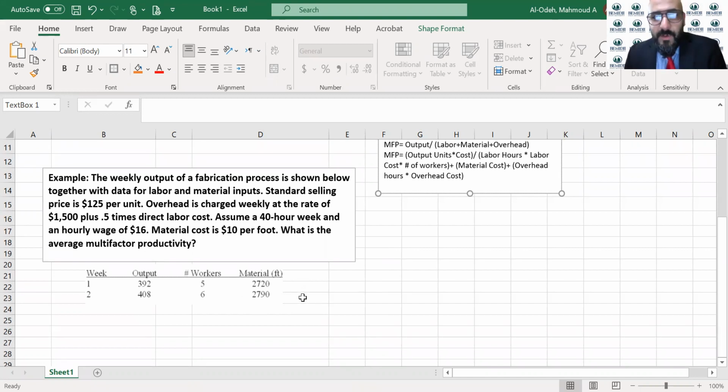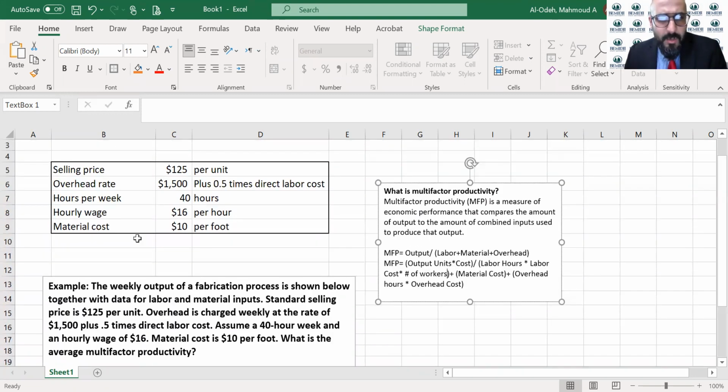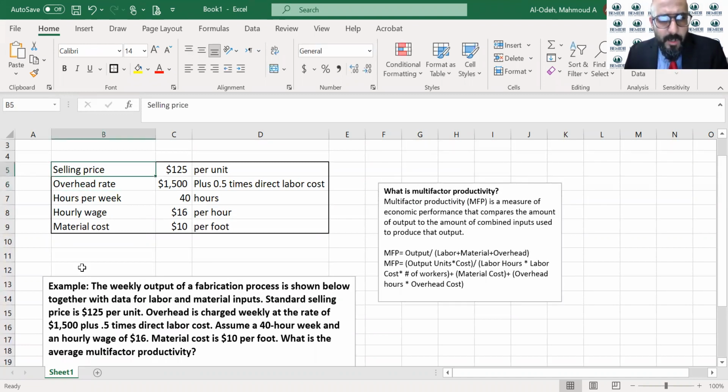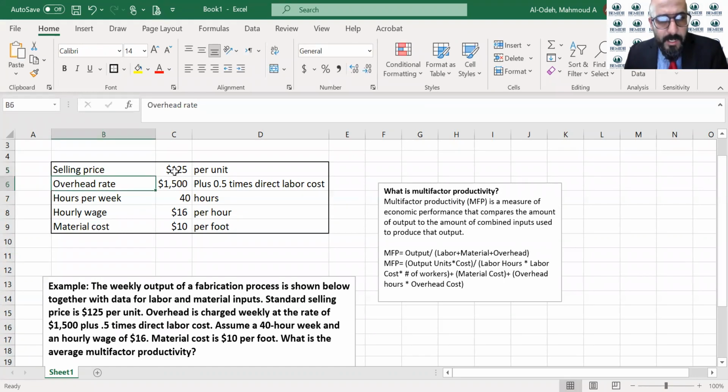Whenever I see an equation like this, or an example where you need to apply some equations, what I like to do is break it down into numbers, just simplify it. I go over the information given in the question and start putting it down. The selling price is 125, the overhead rate is 1,500 plus 0.5 times the direct labor cost. Hours per week is 40. The hourly cost per worker is $16 per hour, and material cost is $10 per foot.